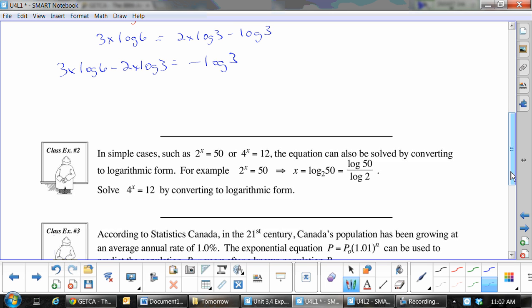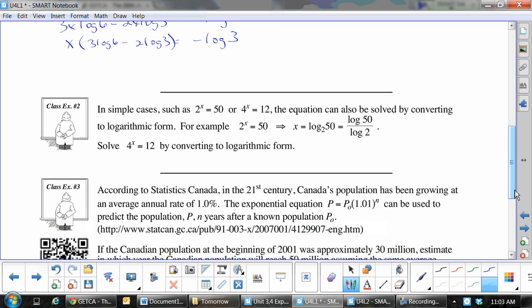But remember what the goal always is? Get x by itself. And you see how they both have an x? So take x out, factor it out. x(3 log 6 minus 2 log 3) equals negative log 3. See, that makes sense, right?